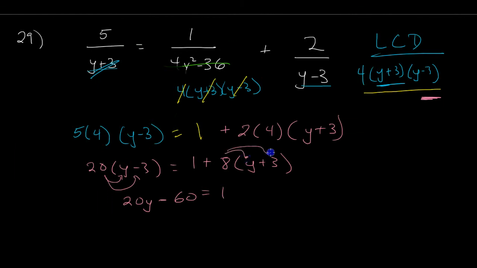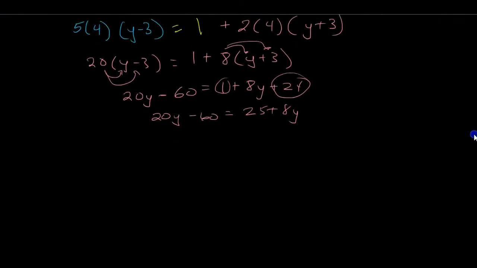8 times y and then 8 times a positive 3. 8 times y is plus 8y. 8 times 3 is a positive 24. Okay. So I have a like term here and a like term there. So 20y minus 60 is equal to 25 plus 8y. Let's just keep this going. We are almost done. Almost done.